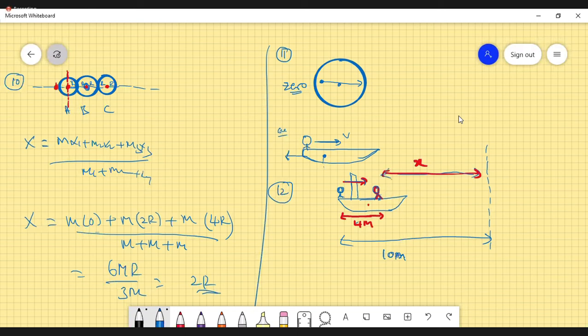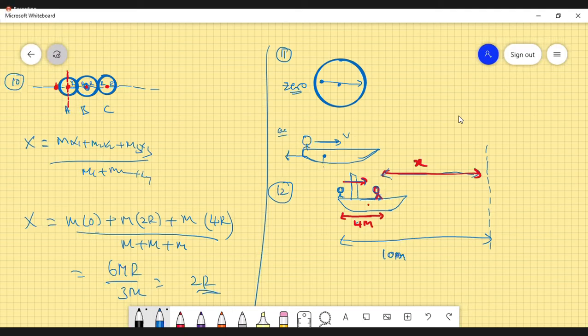Understood? Yes, sir. Okay. So can you say it is 6 meters? No, sir, because the boat will go a little bit back. Yeah, so the distance will increase. The boat will go a little bit back.